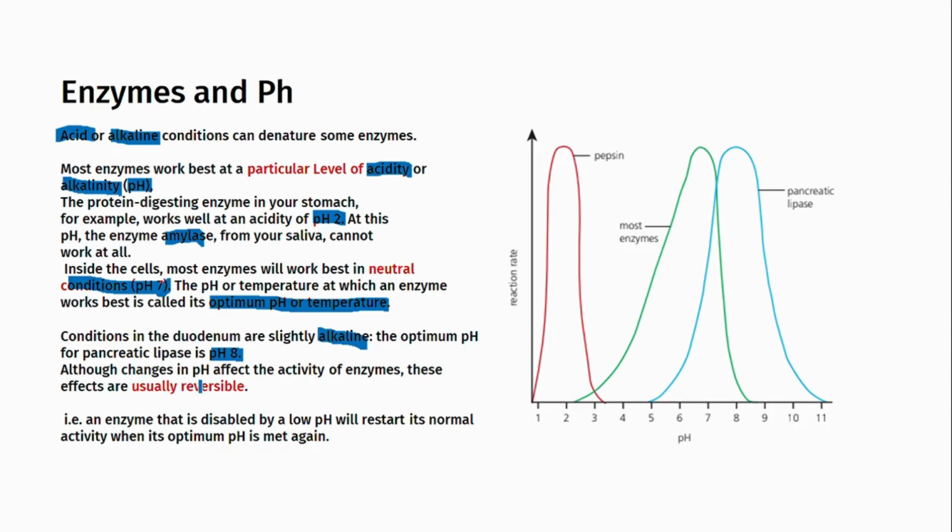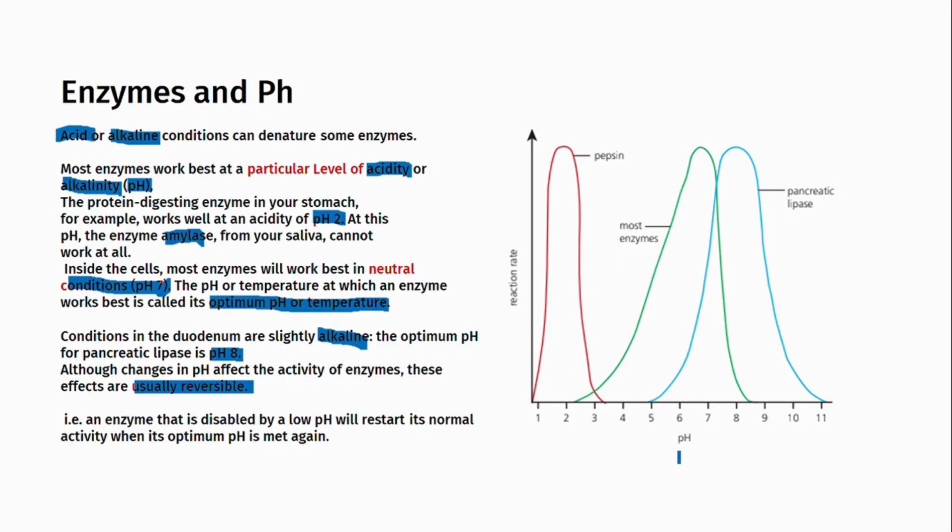Although changes in pH affect the activity of an enzyme, these effects are usually reversible. Not like the temperature, you can just reduce the pH or increase it according to the enzyme, and then you can get back to the active site as it used to be. For example, an enzyme that is disabled by a low pH will restore its normal active site when its optimal pH is met again. And you should know the shape of the graph.